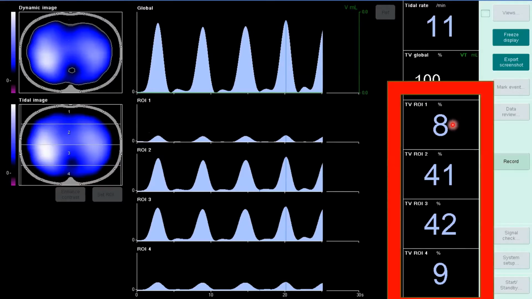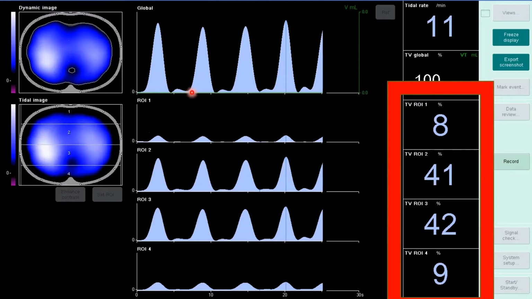So the normal for the ventral area is 8 to 15, and the dorsal is also 8 to 15, and the mid-dorsal and mid-ventral areas are 35 to 40. These curves here are the impedance curves, but like we mentioned initially, impedance is volume.